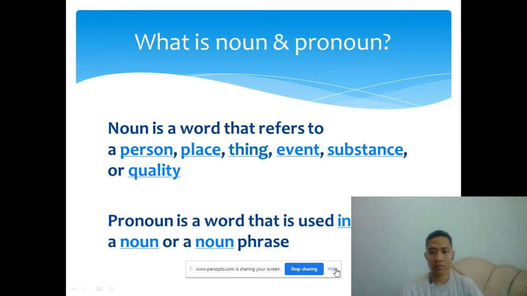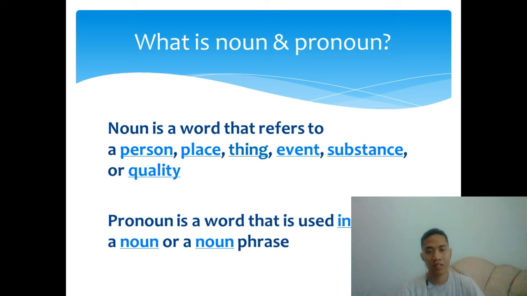If you look at the definition in Cambridge Dictionary, noun is a word that refers to a person, place, thing, event, substance, or quality, while pronoun is a word that is used instead of a noun or pronoun or a noun phrase. And I believe most of my students are familiar with noun and pronoun. For example, book, teacher, pencil, pen, house, university, all of them belong to noun, while pronoun is the word that we use to replace, to refer to the noun.